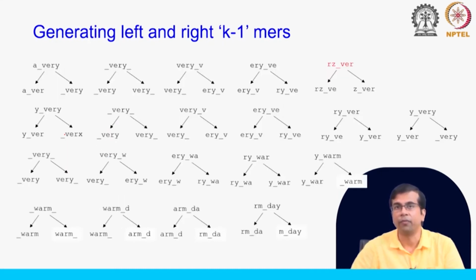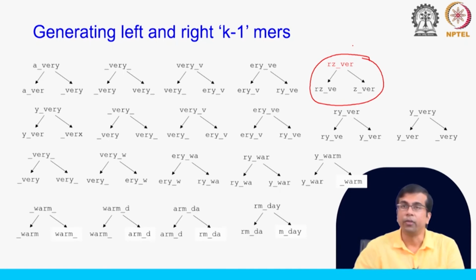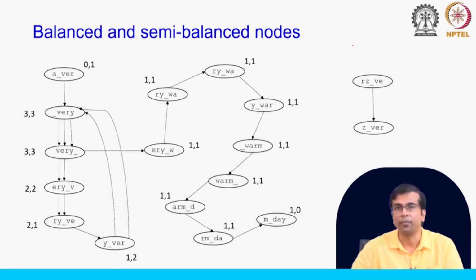Again as before, we are getting the same k minus 1 mers. Now, here is the read with the mutation, R z underscore VER, and we have derived the k minus 1 mer left and right ones. What we are going to do with this is construct the directed multigraph. When you construct it, you will notice that this R z underscore V, this k minus 1 mer, does not exist in the graph. So, these two k minus 1 mers will form a separate graph, which is disconnected from the main graph.